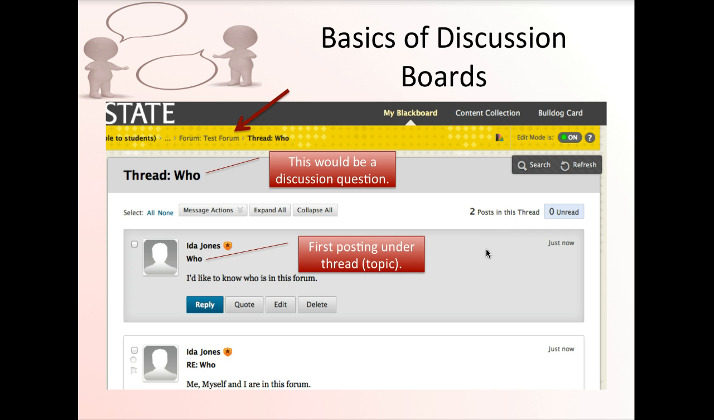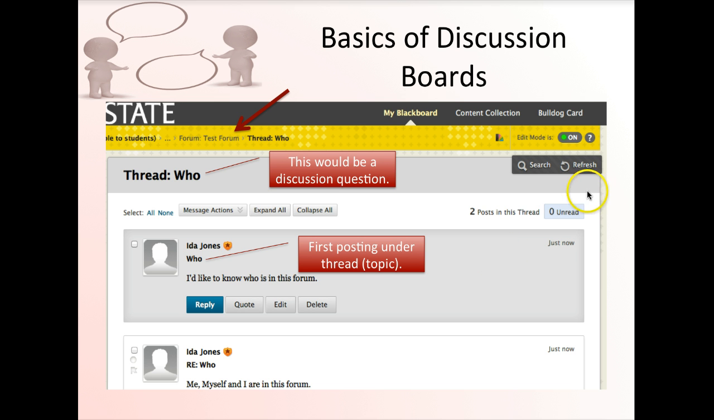And then you see in the middle that says Ida Jones, and it has a who there because it identifies a thread. That would be the first posting under this thread or under this topic. So you had the question who, and that question or thread carries on in the comment. My comment is, I'd like to know who is in this forum. Underneath my comment, you see options: reply, quote, edit, or delete. Now, I don't think I allow you to edit or delete in your forum, so you would have just reply and quote.